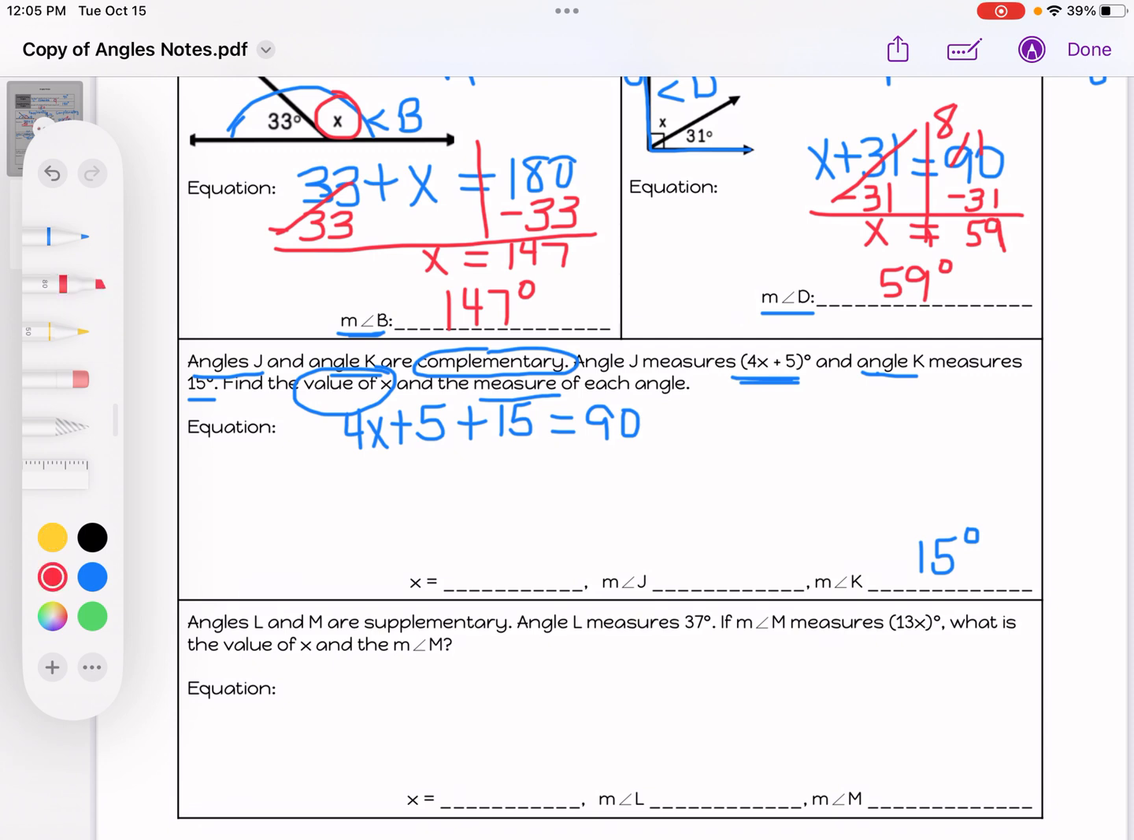Remember, we talked about like terms, and so we need to identify our like terms. The 5 and the 15 are both constants, so we can combine those together to make 20. And so this is what our equation looks like now. And now we're down to just a regular two-step equation. So I think that you can probably solve that very quickly on your own.